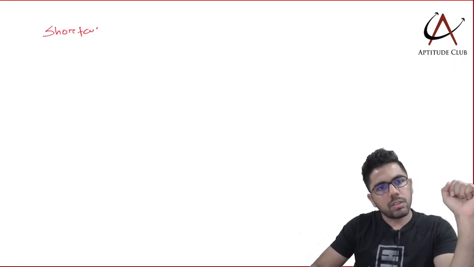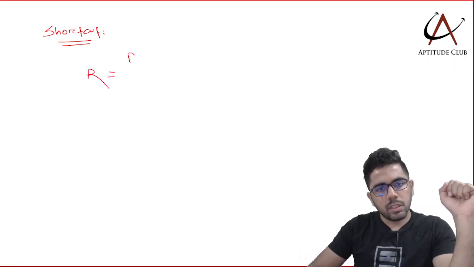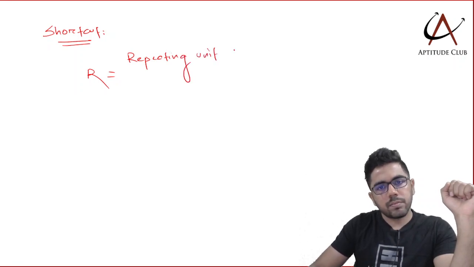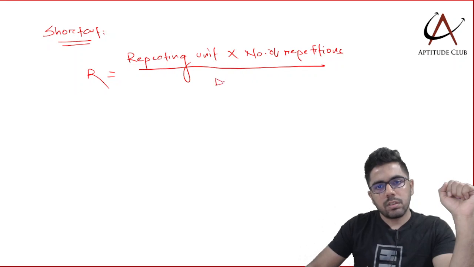Okay, so let me write the shortcut for you. What is the shortcut for such a question? You can directly find the remainder in this way. The remainder R is basically the repeating unit into the number of repetitions, divided by the divisor.